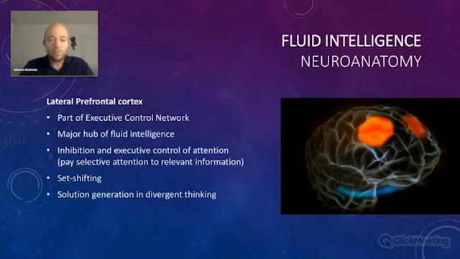So that's one view of it, and we'll just quickly take a little detour via fluid intelligence and the neuroanatomy of that in the brain. So fluid intelligence just so happens to be located primarily in the lateral prefrontal cortex. You might remember that that's also part of the executive control network. It is a major hub of fluid intelligence that allows us to control what we're paying selective attention to and inhibiting stuff that isn't useful.